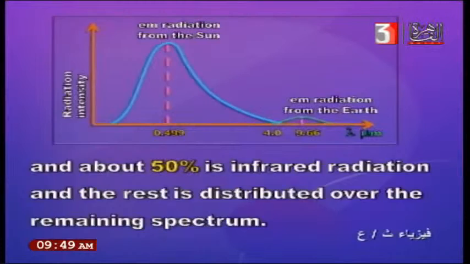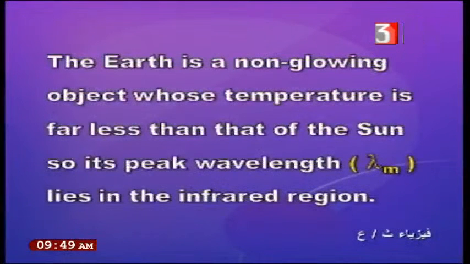And what about the radiation of the Earth? The Earth, compared to the Sun, is not a glowing object, and its temperature is far less than that of the Sun. So its peak wavelength, lambda maximum, lies in the infrared region, not in the visible like the Sun.